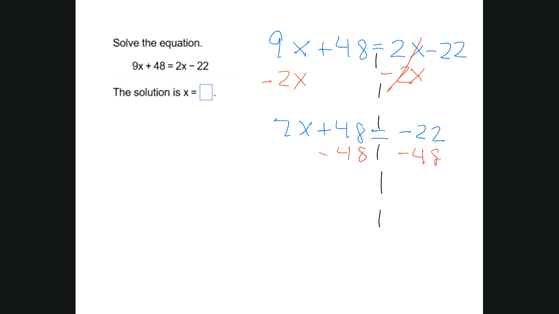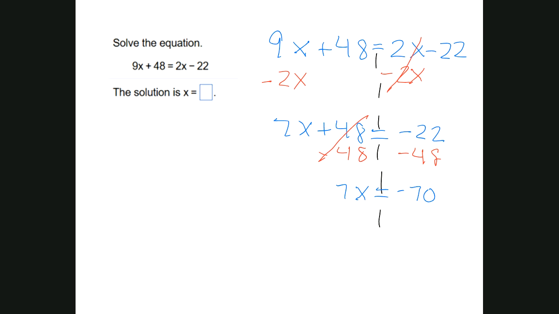As we subtract 48 from both sides, it removes the 48 on the left side. This now leaves me with 7x on the left equal to negative 70 on the right-hand side. We are not quite done yet. What we need to do is remove that 7 on the left side that is with the x.